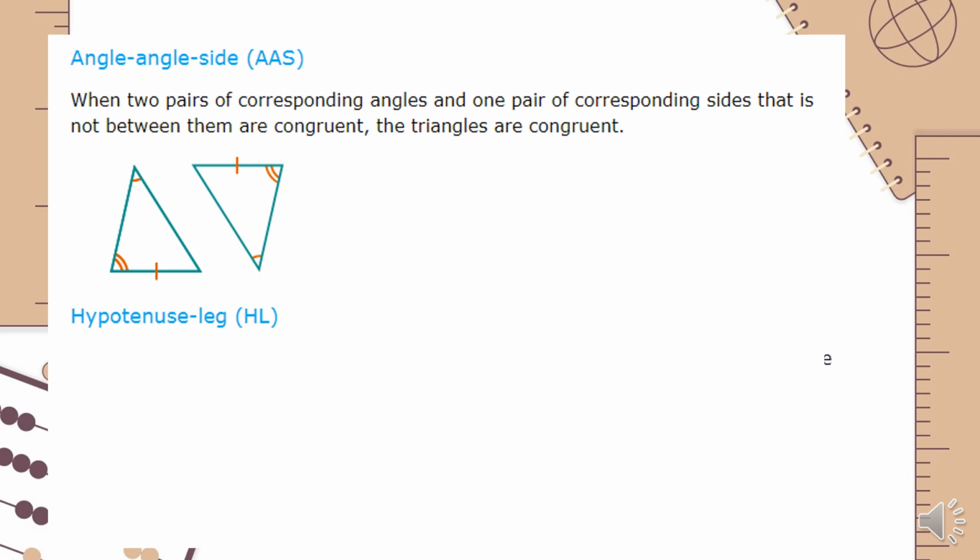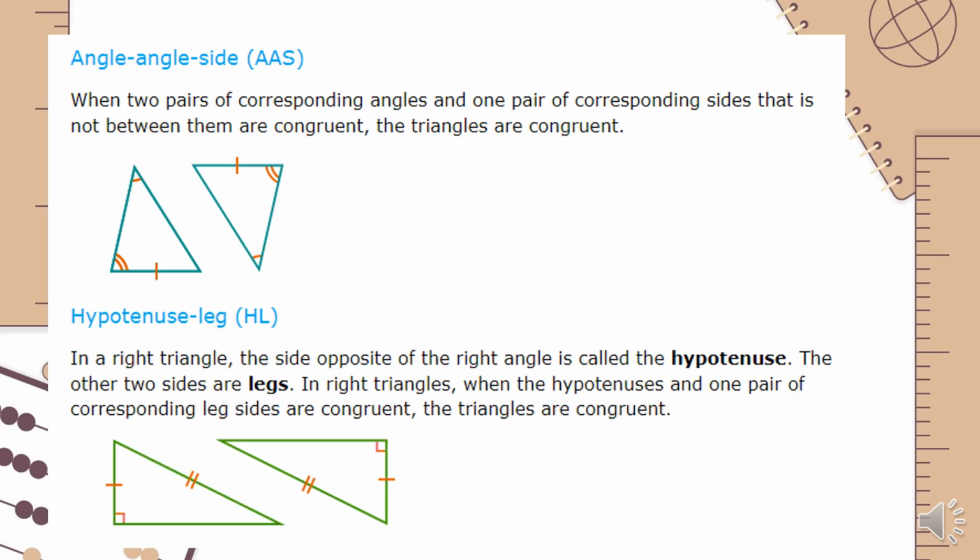Then the next one is hypotenuse leg. We call it HL. It only applies in a right triangle. In a right triangle, the side opposite the right angle is called the hypotenuse. See, the right angle is here, so the side opposite the right angle is the hypotenuse, and the other two sides are called legs. In right triangles, when the hypotenuse and one pair of corresponding legs are congruent, then the triangles are congruent.